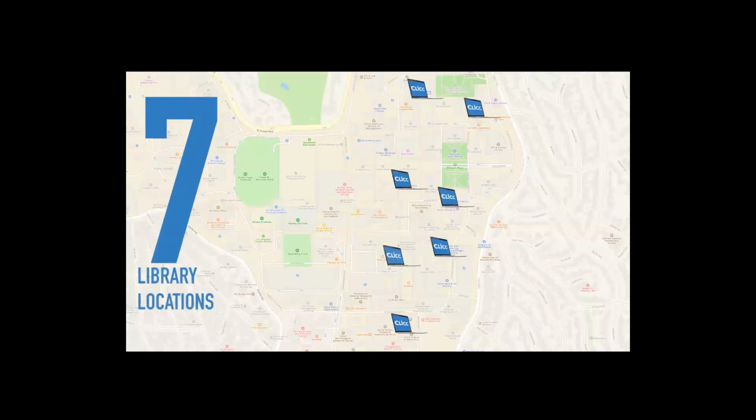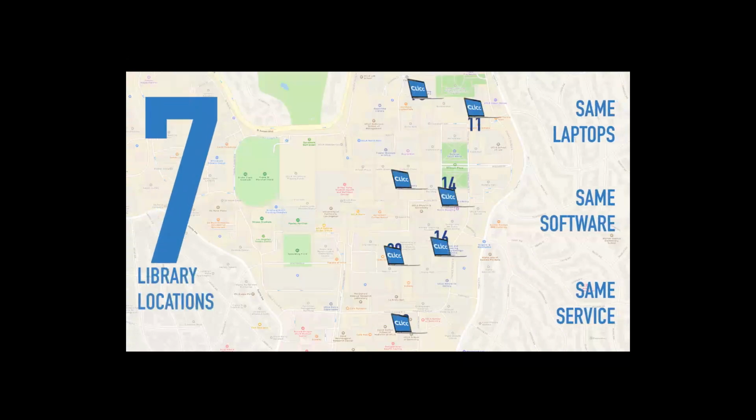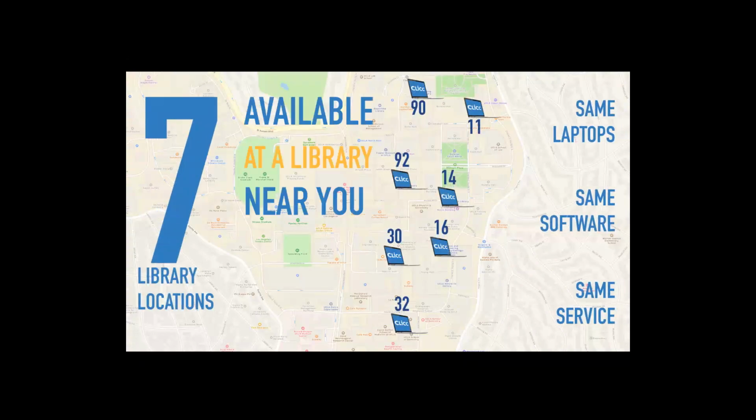So we've broken down this service to 7 different locations. Wherever you can find CLICC laptops, as you may have noticed from the previous map, you can also find satellite stations. So we're trying to provide our computational and software services in as many different locations around campus as we can.